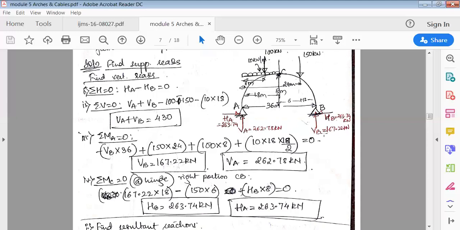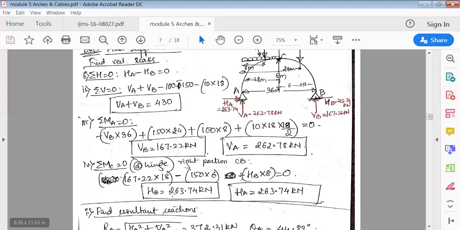So that's why VB, this is going anti-clockwise, so it is positive 167, and this is going clockwise, so it is 150 into 6, this distance. So 24 minus 18 is 6 meter. Then there's one more quantity here, HB. HB is also going clockwise, so it is minus HB into perpendicular distance, 8. Once you solve this, you'll get HB. Once you find HB, put it back in the equation, you'll find HA. So all the 4 support reactions you have found out.